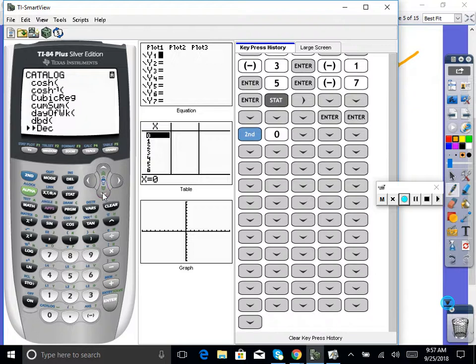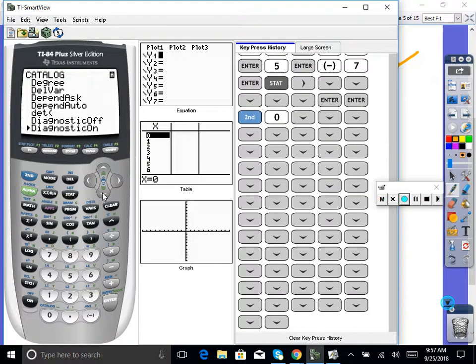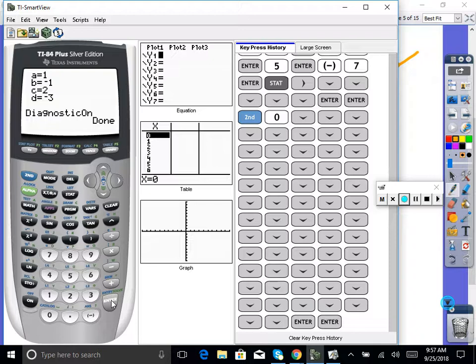Okay, diagnostics. Almost there. There it is. So I hit enter, diagnostics on. And then I'm going to hit enter to turn it on. It says done. Okay, so now actually, we probably should have done that first, but that's okay.